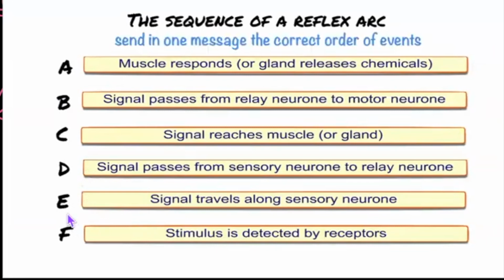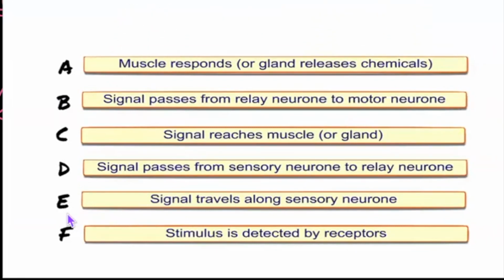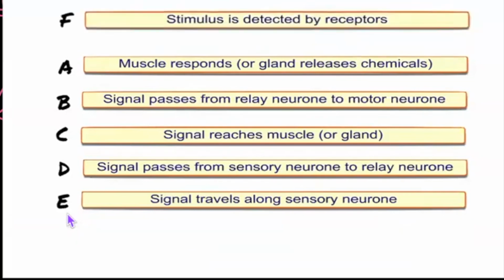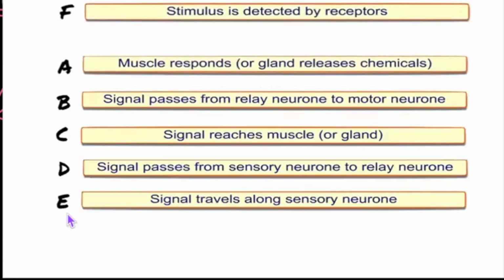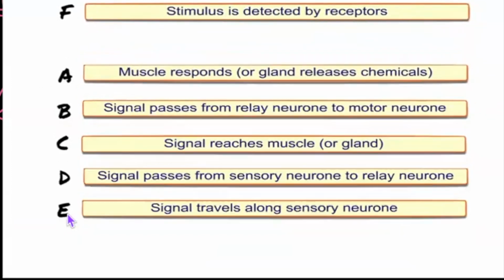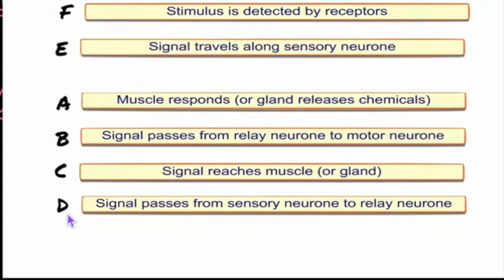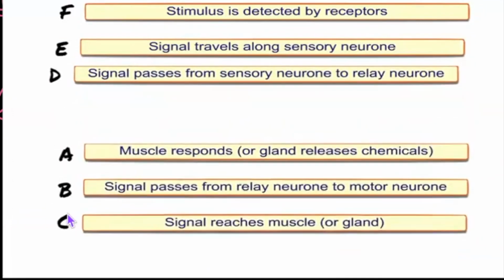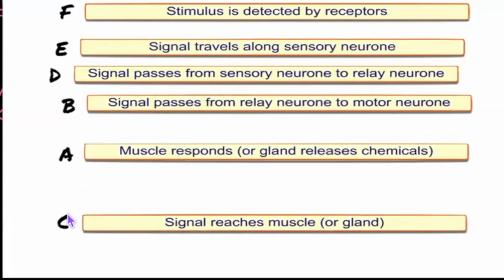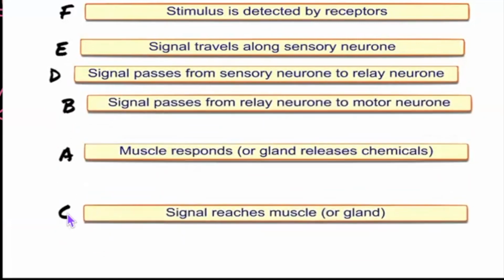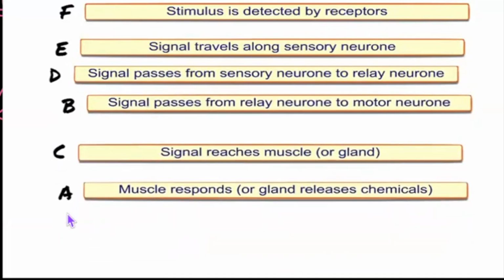So look what I'm starting with. I'm going to start with the receptor, which is F. And then I'm going to go to D, sensory. Then I'll go all the way to E. Then the sensory carries the impulses to a neuron, D. Following this, I'll take the signal from relay to motor. And then finally, I'll take the signal to an effector. And finally, we'll get the muscle response, right?